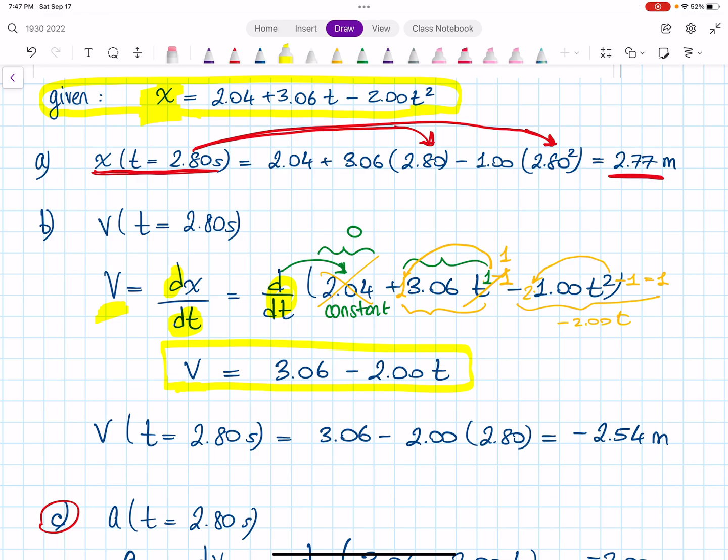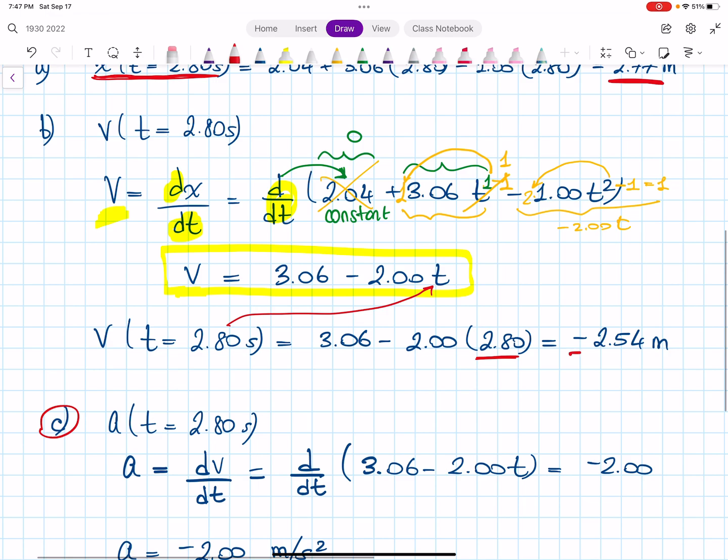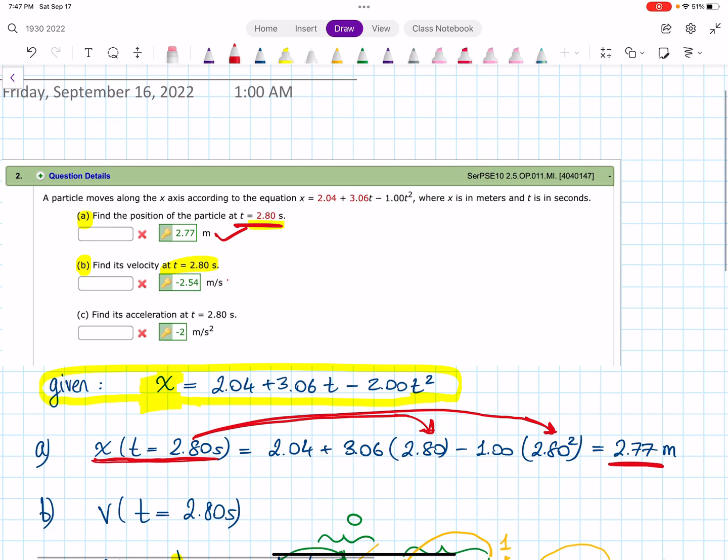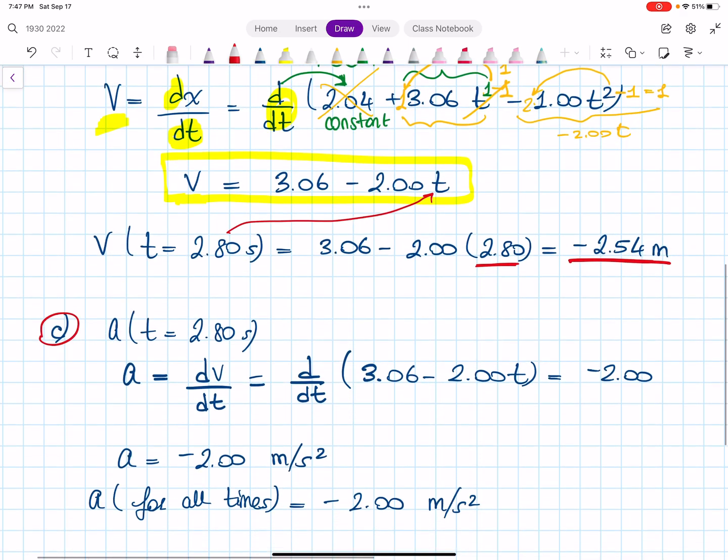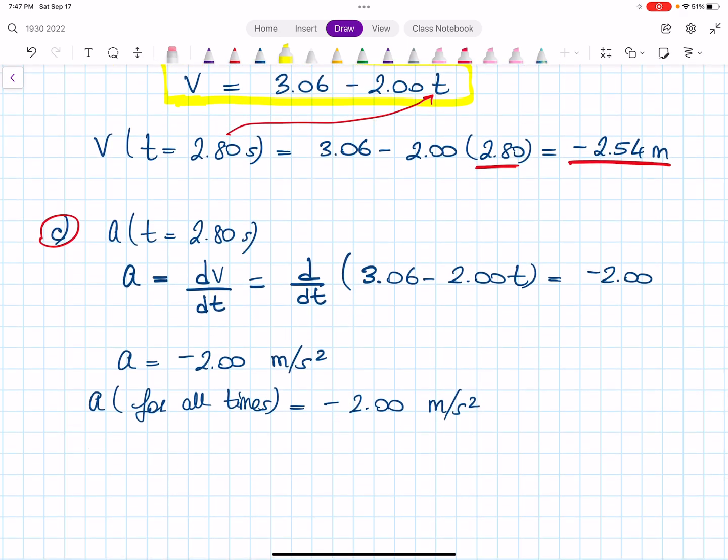Once you find the velocity, you don't just stop there. Now you have to plug in t equal to 2.80 seconds, which I did in the next line, and I end up having negative 2.54 meters per second. Check.